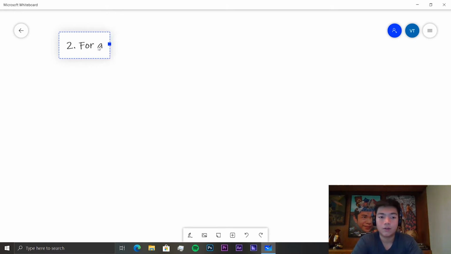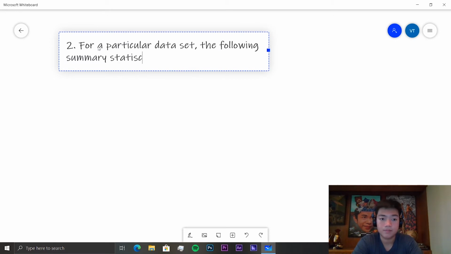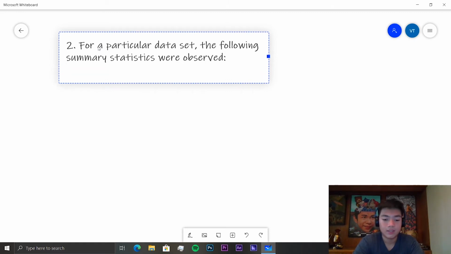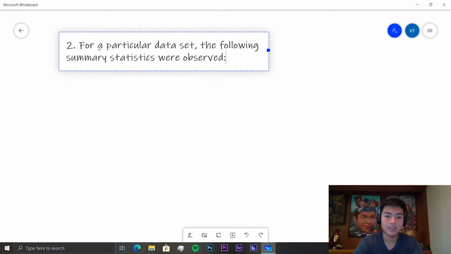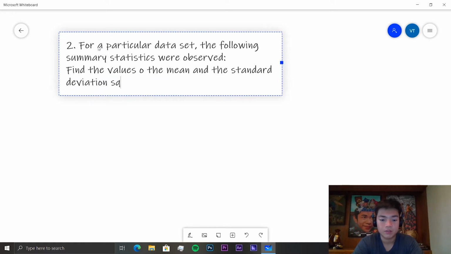So first, for a particular data set, the following summary statistics were observed. So the sum of the function is equal to 20. Oh, so the number of terms. Actually, let me write it out in the statistical notation. So we need to find the values of the mean and the standard deviation squared.